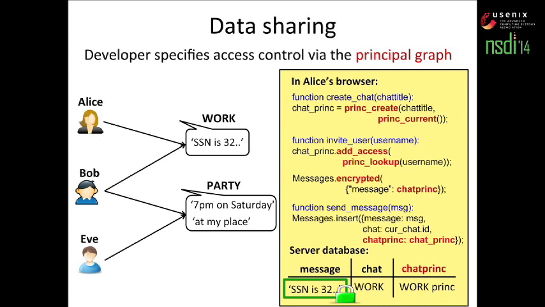Now, as part of the application code, the developer specified that the messages field of the messages table should be encrypted. And it should be encrypted in a way that the principal stored in the chat print column should be able to decrypt. So now when Alice sends a message as part of the chat work, the message gets encrypted and stored encrypted in the database at the server, and it's going to be encrypted in a way that the work principal has access to it.